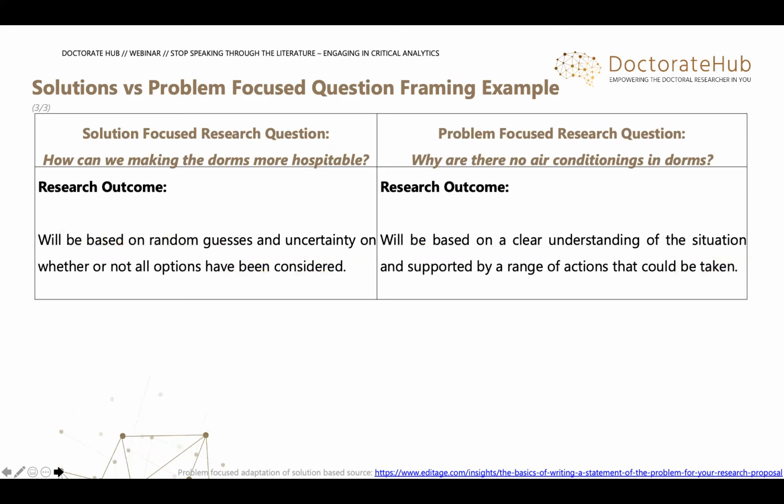And the research outcome on the solution focus will be based on random guesses and uncertainties, while the one on the right side that focuses on the problem will be based on a clear understanding of the situation and the range of actions that could be taken to then reach perhaps a solution or decide or understand that there is none.